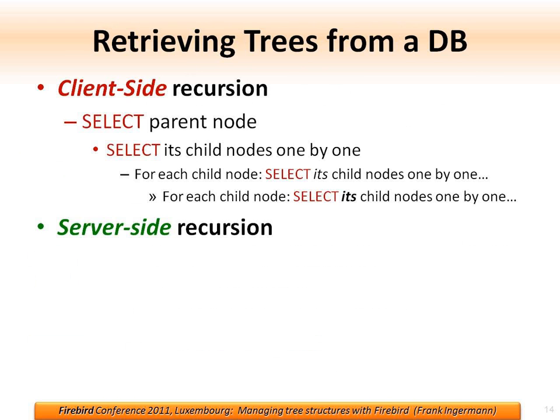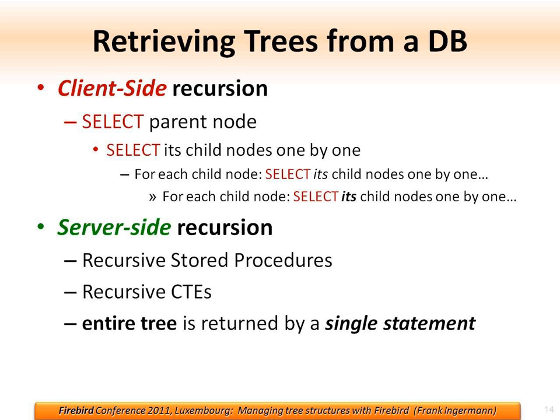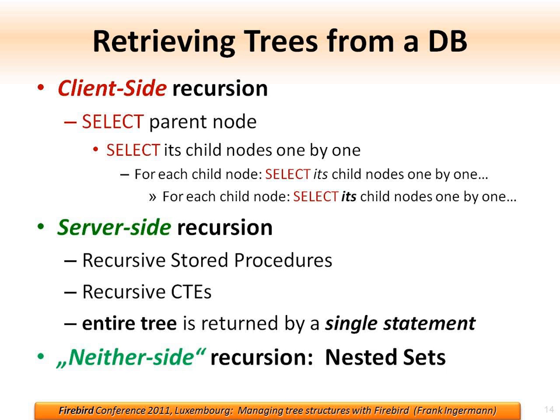On the server side, we have basically 3 options. First is recursive stored procedures, obviously. Another one is recursive common table expressions. And the main advantage here is that you get the entire tree data back with just one statement from the client to the server. You get all the nodes in one go. And the third option is really not a recursive option because nested sets aren't processed recursively, but they return recursive data. So this is not a recursion on the server side.